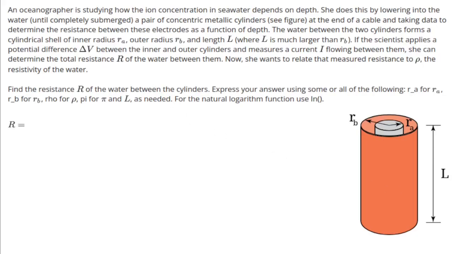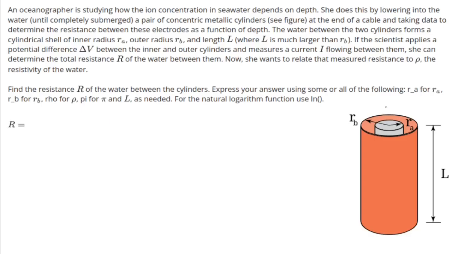An oceanographer is studying how the ion concentration in seawater depends on depth. She does this by lowering into the water a pair of concentric metallic cylinders at the end of a cable and taking data to determine the resistance between these electrodes as a function of depth.